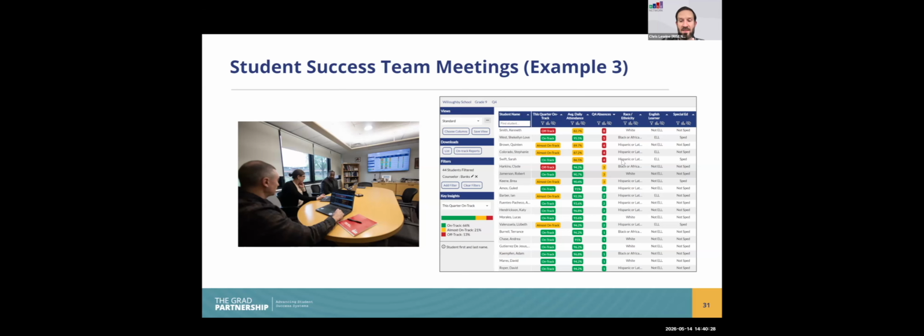I'm going to pause again there. That's the end of our examples. So in a second, I'm going to zoom out again, and then we're going to send folks to breakouts. Any questions, reactions, or feedback on the examples that I've shared so far?